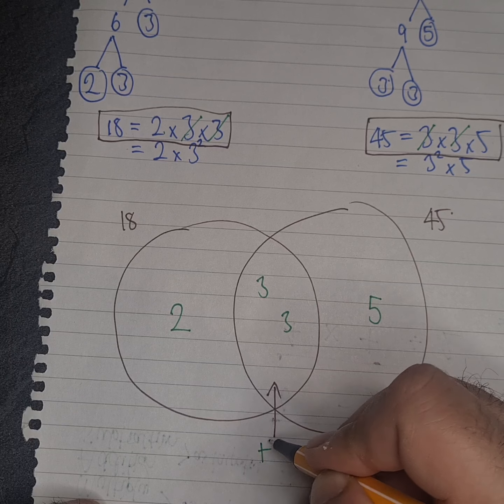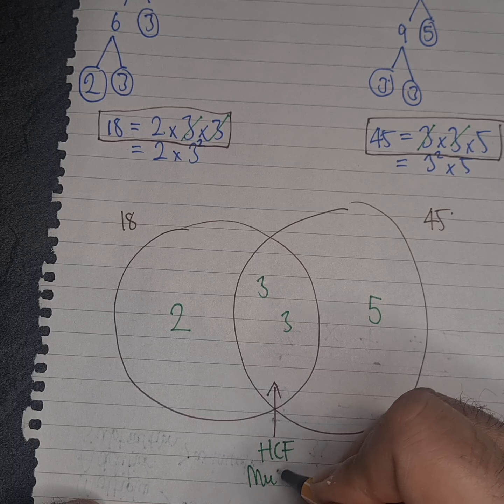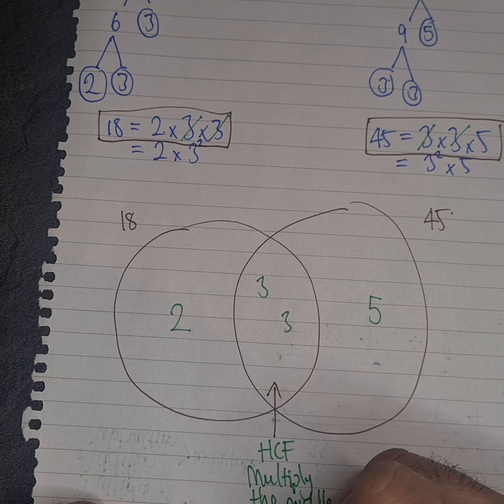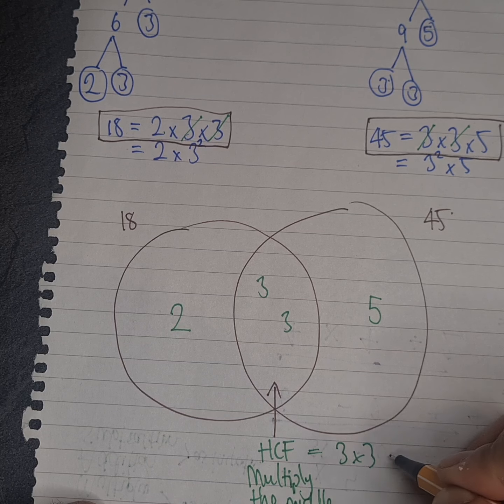Now over here, this will be our highest common factor, where you multiply, and make a note of this if you need, multiply the middle numbers only. And if I do that, I do 3 times 3, which you're all probably saying already is 9.